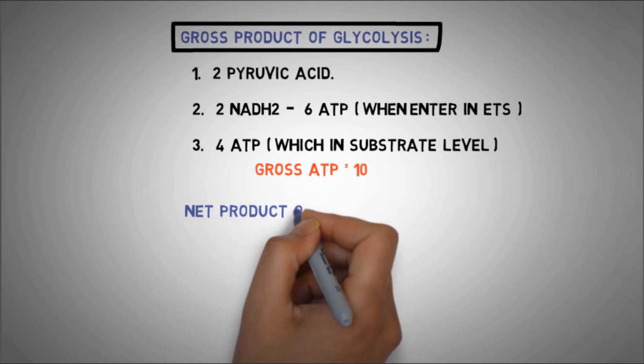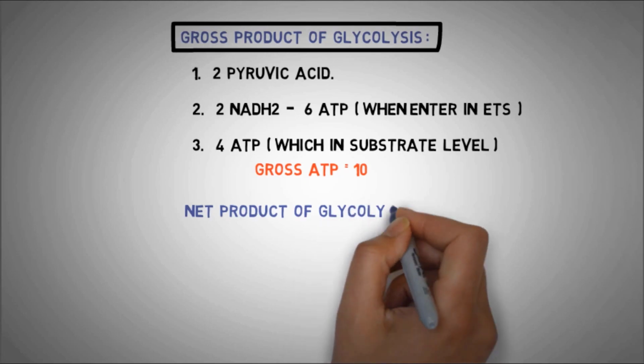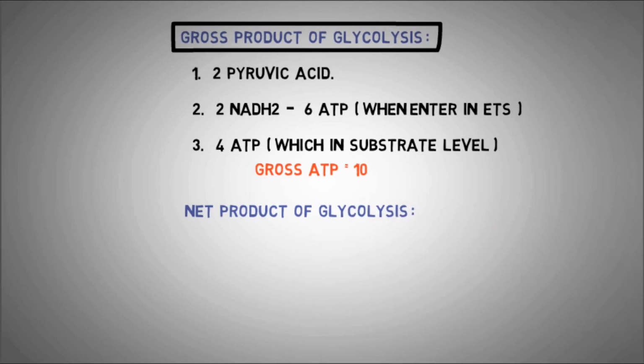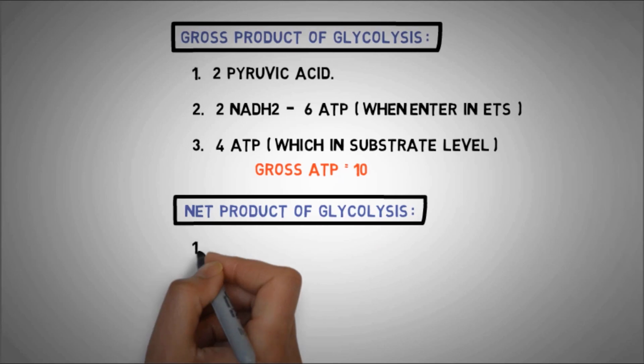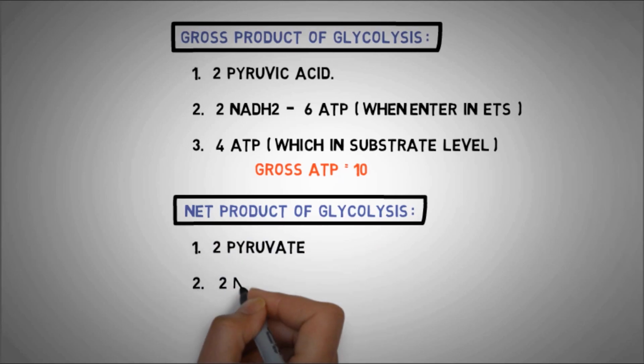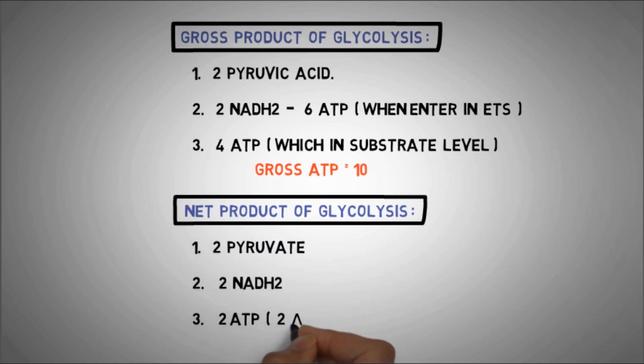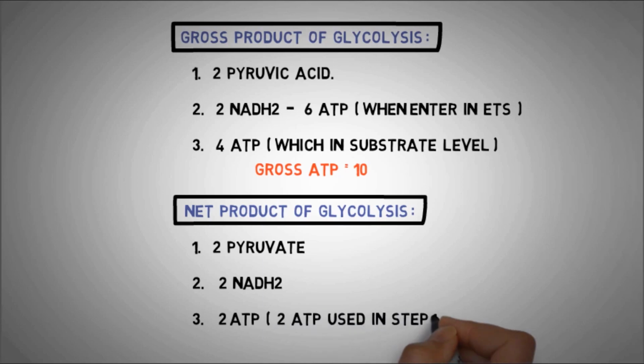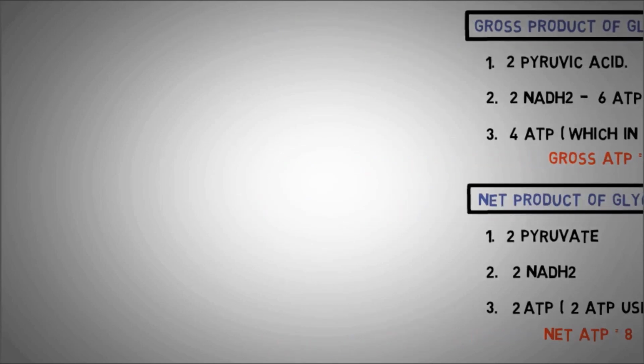Net product of glycolysis. Number 1, 2 pyruvate. Number 2, 2 NADH2. Number 3, 2 ATP. 2 ATP are used in the energy requiring phase. Net ATP of glycolysis is 8.